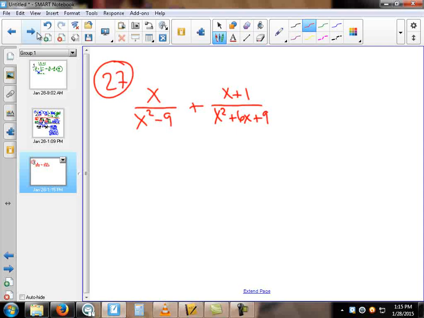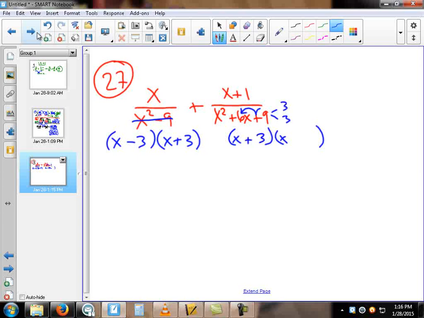So first thing I want to do is I'm going to factor the denominators so that I can look for what the LCD would be. Over here I'm going to have x minus 3 and x plus 3. So that denominator's gone. I've replaced it. Over here I have x and x. The factors of 9 that add up to 6 would be 3 and 3. So x plus 3, x plus 3. And that's gone. So when I go to do the LCD here, I have to be careful.